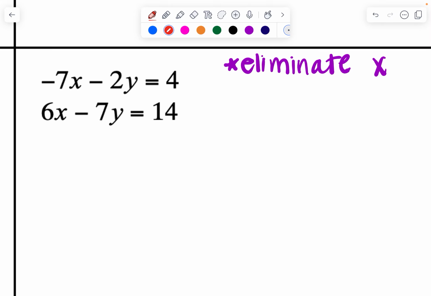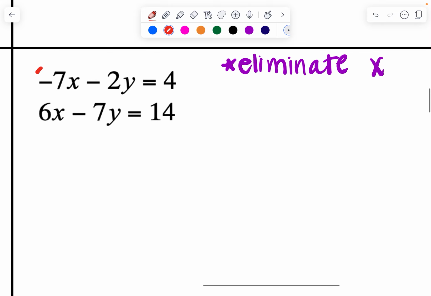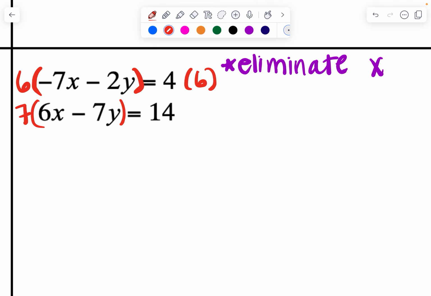To make those be the same number in front of them, I'm going to multiply everything in my first equation by 6 and everything in my second equation by 7. Because this is a 7, that's why I'm multiplying by 7. This is a 6, that's why I'm multiplying by 6.